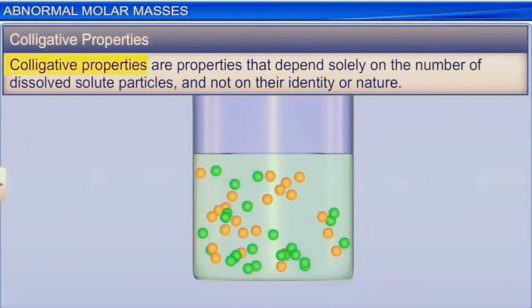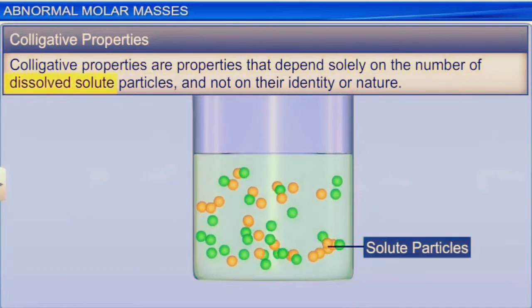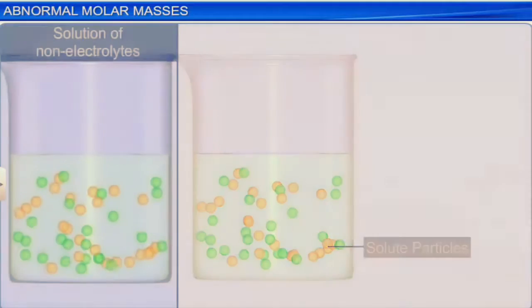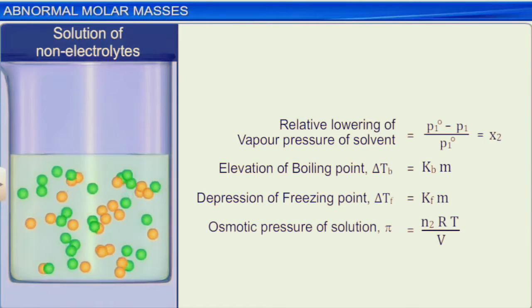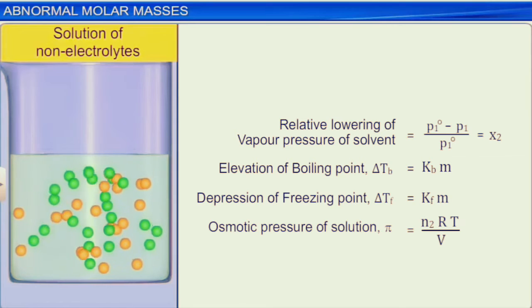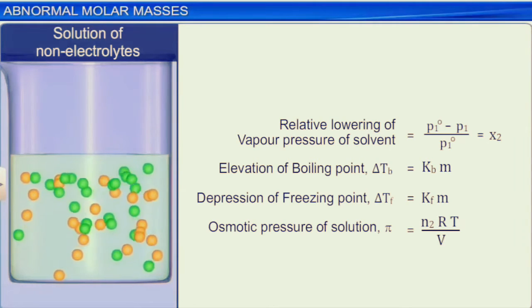Colligative properties are properties that depend solely on the number of dissolved solute particles and not on their identity or nature. Various relations derived for colligative properties hold good only for solutions of non-electrolytes, as there is no change in the molecular state of the solute.